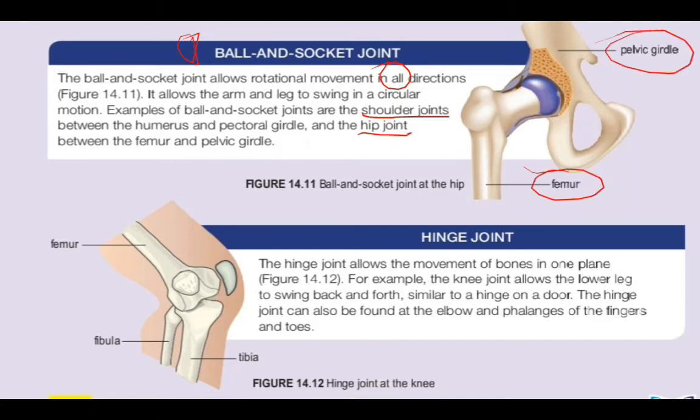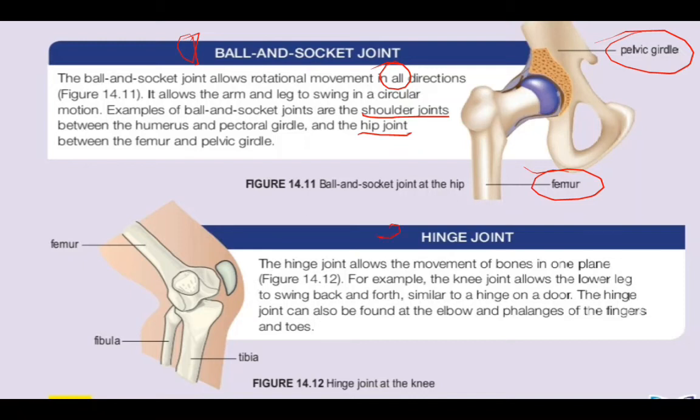So ball and socket joint maksudnya kita punya tulang itu boleh rotate in all direction. So cuba kamu rotate your shoulder joint and also your hip joint. Kita boleh rotate dia in all direction. So itu kita panggil ball and socket joint.